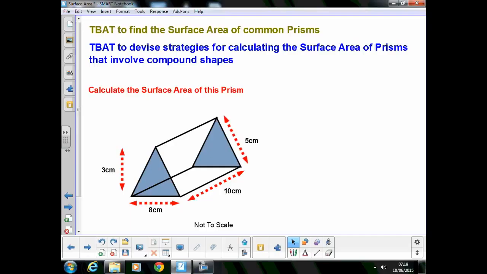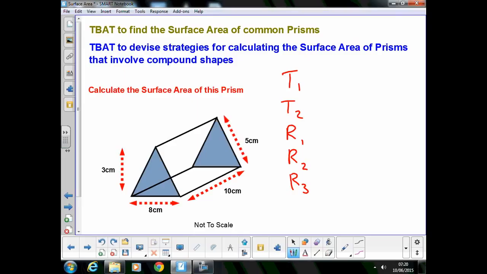Step 1. Identify the number of faces you've got. In this case, I've got 5. I have 2 triangles, and I have 3 rectangles. I list them like this just to make sure that I'm going to get all the marks in the exam question. First of all, the area of one of the triangles.